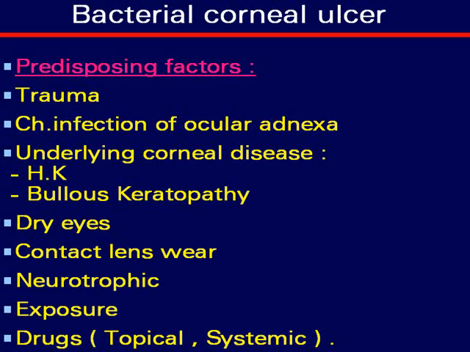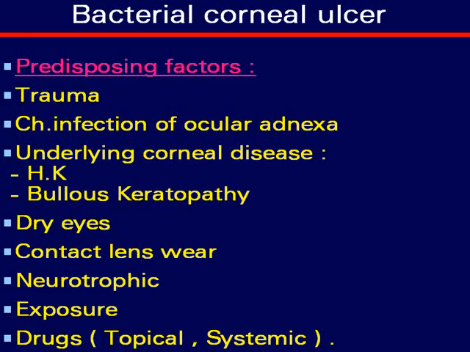However, some people are more predisposed to corneal ulcer because of some pre-existing diseases or trauma. So we want to know what are the predisposing factors for corneal disease. The first thing is trauma. When we have trauma, we might directly inoculate the organism inside the lamellae or the layers of the cornea. Presence of any chronic infections of the ocular adnexa, like chronic blepharitis or dacryocystitis, also will make the patient more prone to corneal ulcer.